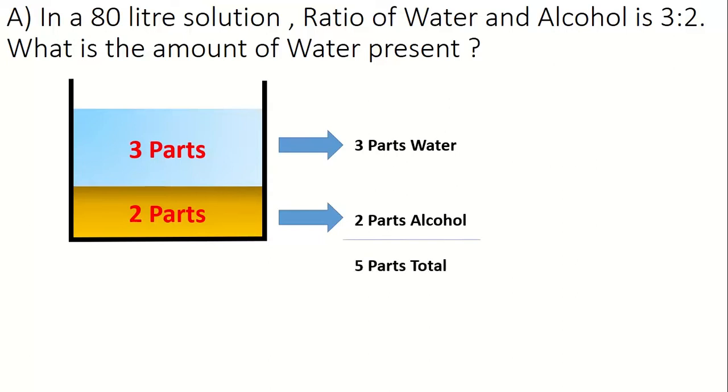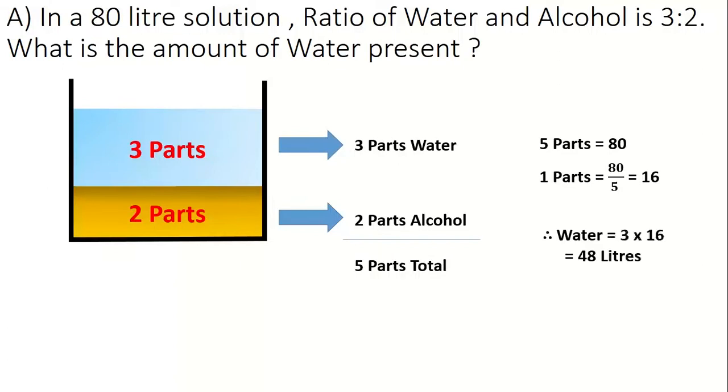And the quantity given is of the total solution. So 5 parts is 80 liters. If 5 parts is 80 liters, one part has to be 80 divided by 5, which is 16 liters. So the amount of water will be 3 into 16, which is 48 liters, and the amount of alcohol has to be 2 into 16, which is 32 liters.